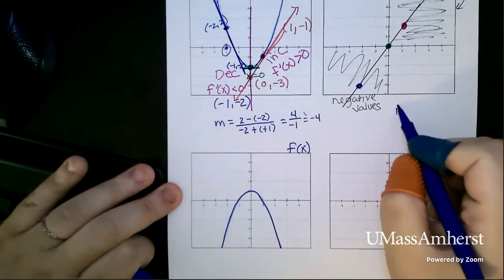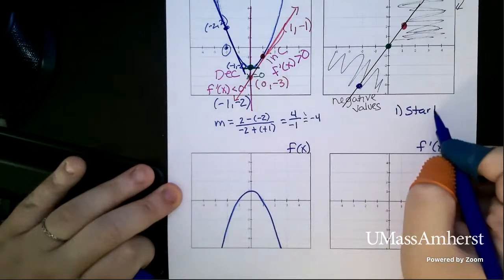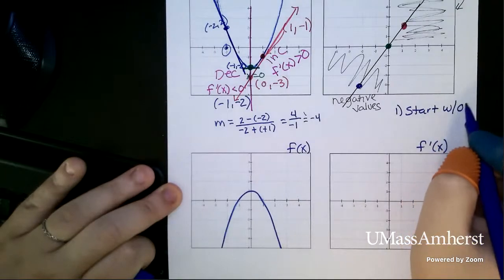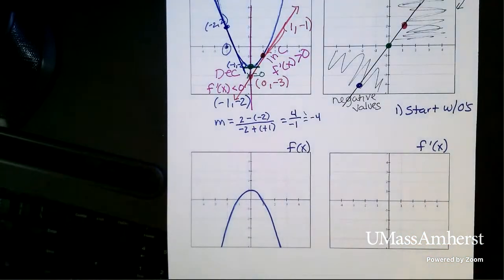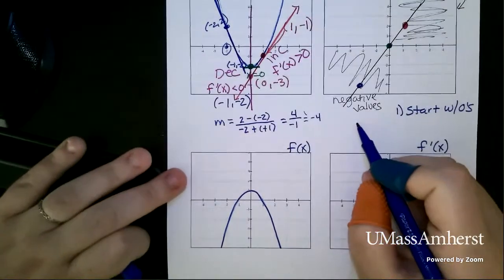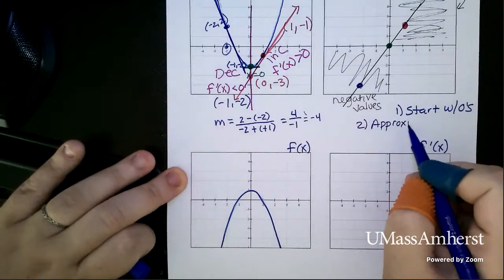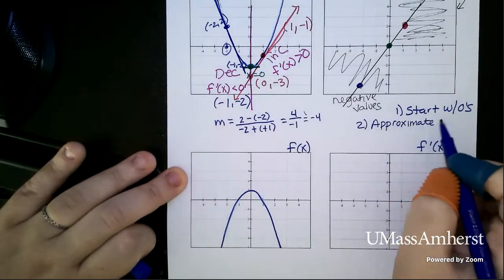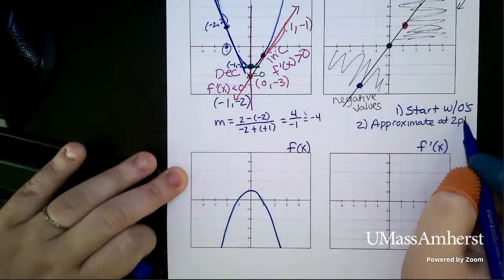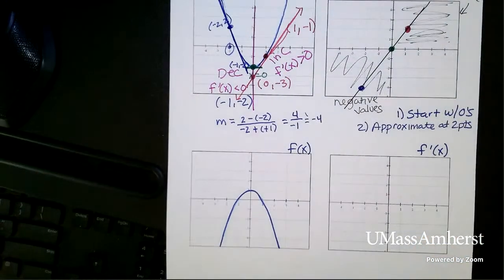Okay. I want you to start by finding the zeros. Start with zeros. So where is that horizontal tangent line? Then I want you to approximate at 2 points and plot them, and then see what you get, right?